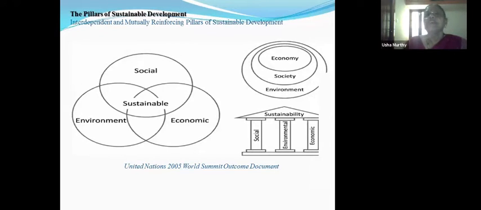So what are the pillars of environmental sustainable development? Basically we have three pillars: social, environmental, and economic. These are the three pillars for sustainability. If you observe this figure, you can see economy and society are engulfed in the outer circle, that is environment. Environment and social are interrelated, social and economic are interrelated, and environment and economics are again interrelated. So all these pillars are interdependent and mutually reinforcing the pillars of sustainable development.